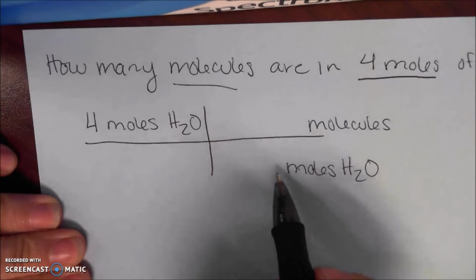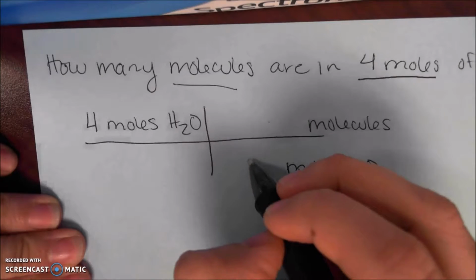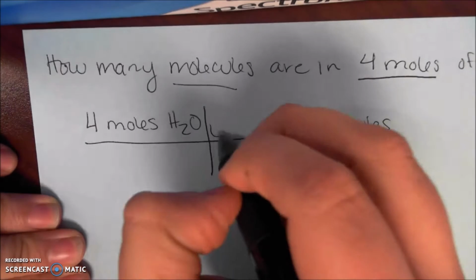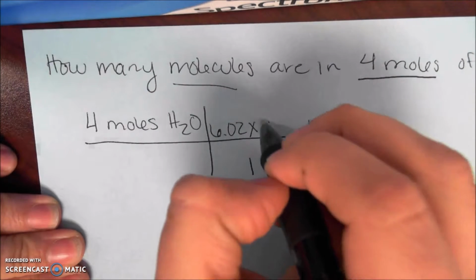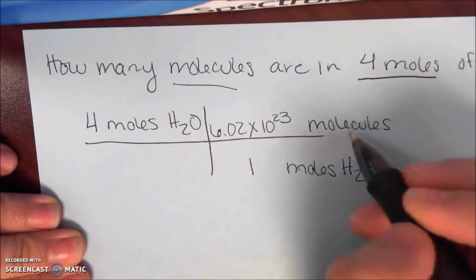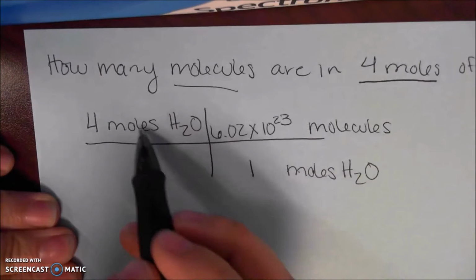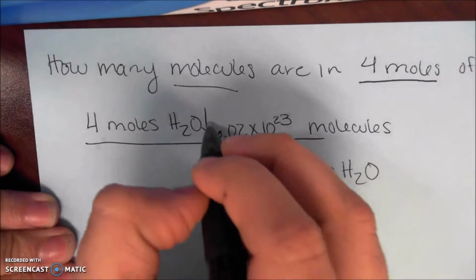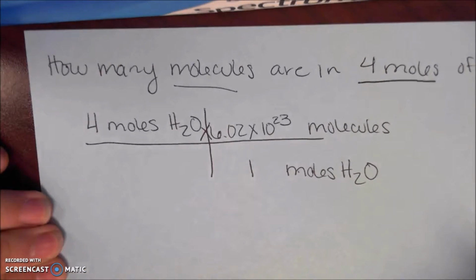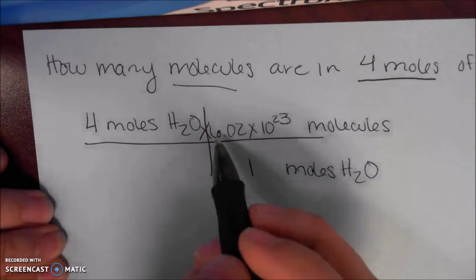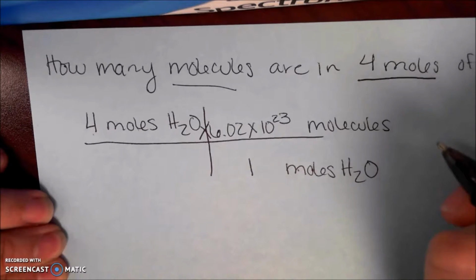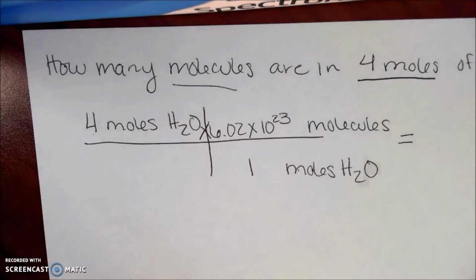Okay, what do we know about moles to molecules? Well, we know that every 1 mole is equal to 6.02 times 10 to the 23rd molecules. Because these two numbers are next to each other, what do we do with them? We're going to multiply. So your answer is going to be 4 times 6.02 times 10 to the 23rd molecules. We'll do that real quick.